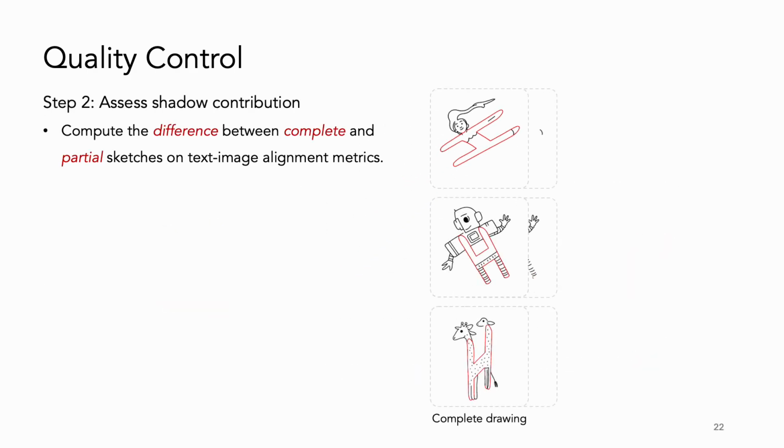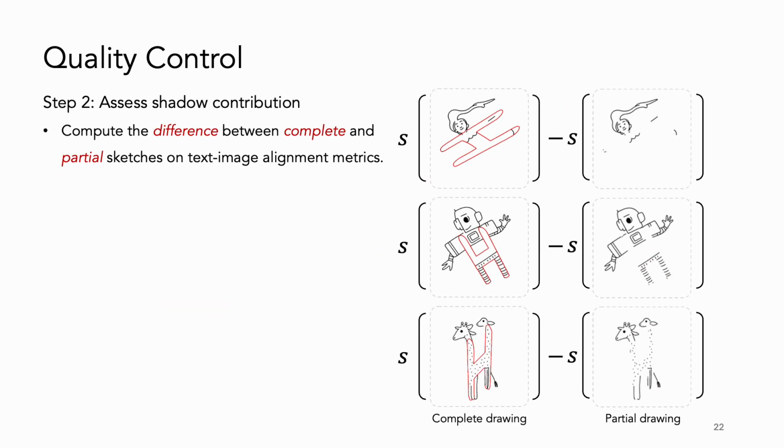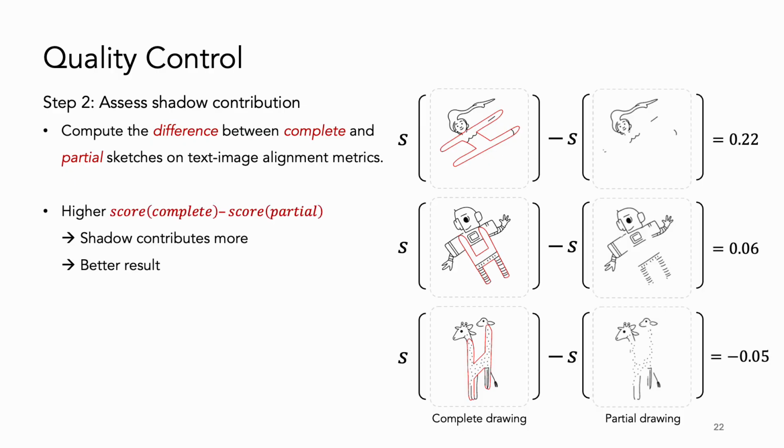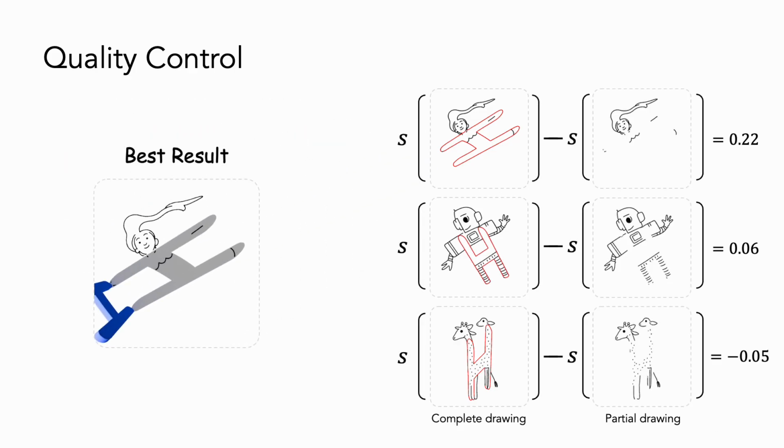In the second component, we assess the contribution of the shadow. Specifically, we compute the difference between the complete sketch and the partial sketch on a set of text-image alignment metrics. And if the difference is higher, it means the shadow contributes more to the composition, and thus that result will be preferred. And finally, for the alphabet H, we arrive at this result as the best result.